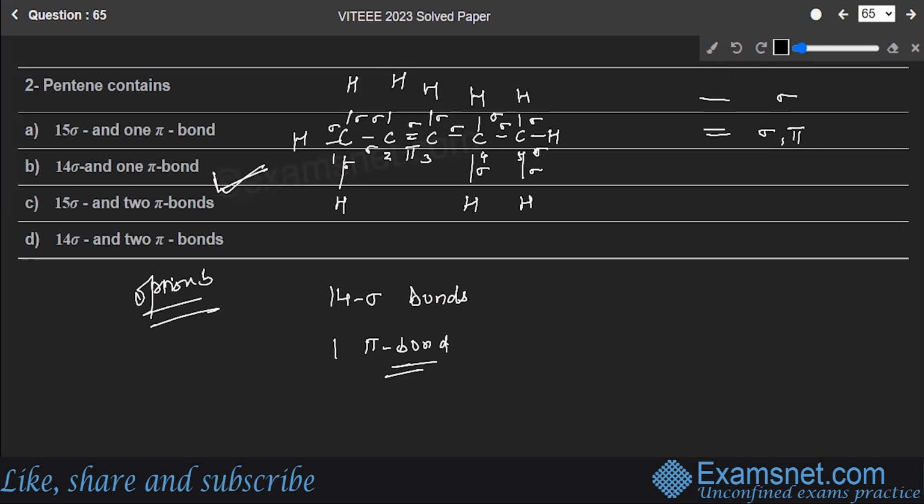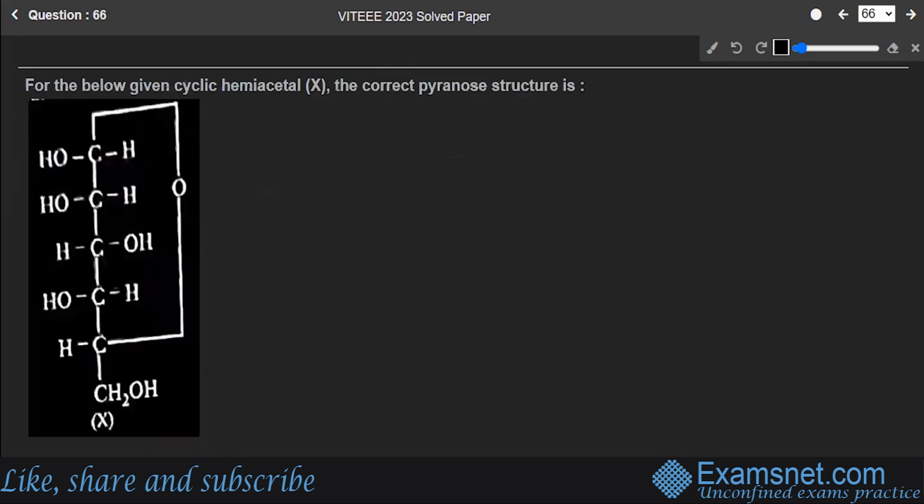Hope you understood this. Next is question number 66. For the below given cyclic hemiacetal X, the correct pyranose structure is. Okay, this is your X, and see the corresponding. This is question number 66. For the below given cyclic hemiacetal X, the correct pyranose structure is.